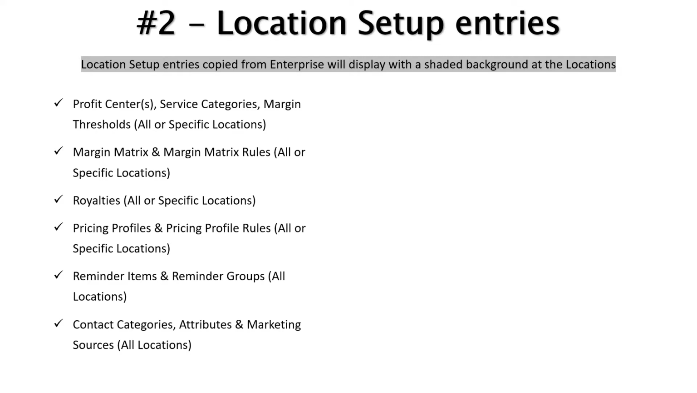Royalties, all or specific locations. Pricing profiles and pricing profile rules, all or specific locations. Reminder items and reminder groups, all locations. Contact categories, attributes, and marketing sources, all locations.